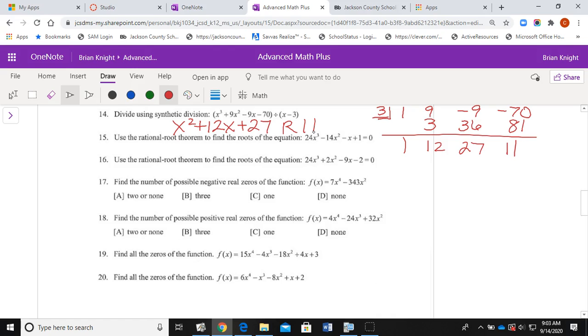Take your remainder. We got 11, right? So if I got 11, and I was checking whether it was a factor, what would I plug into my equation? No, 3. So if you come in here and do 3 cubed plus 9 times 3 squared minus 9 times 3 minus 70, stick that in your calculator. Literally, put it in your calculator. I'm hoping that if we did it right, we should get 11, because it's always equal to the remainder.